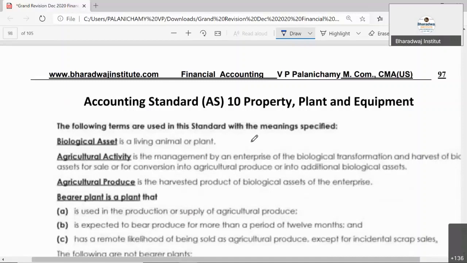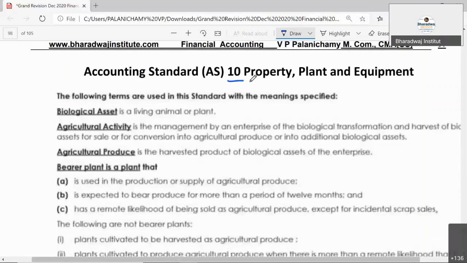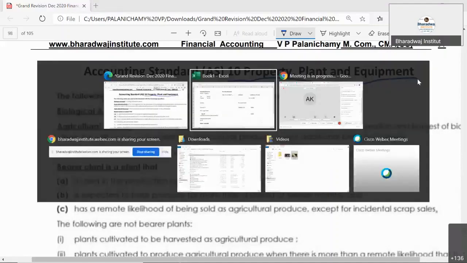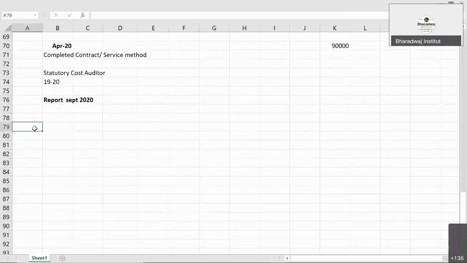Do you understand? Next, let us go for accounting standard 10, which talks about property, plant and equipment. Sir, what is this property, plant and equipment? Earlier, it was called accounting for fixed assets.